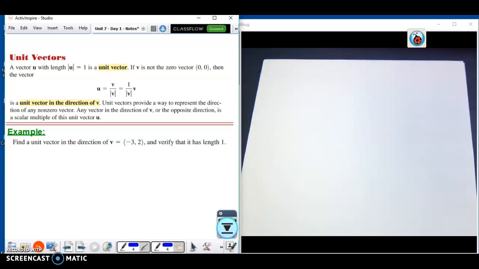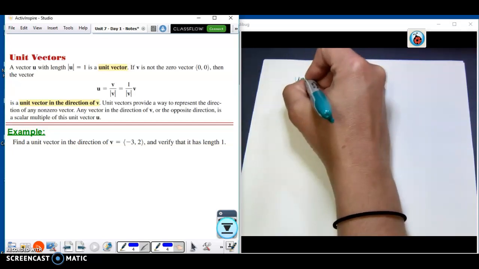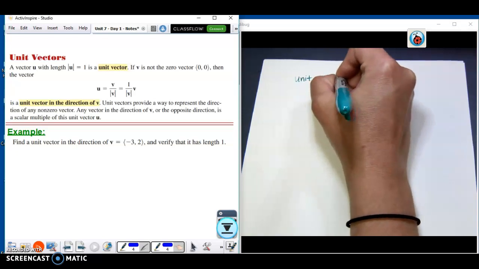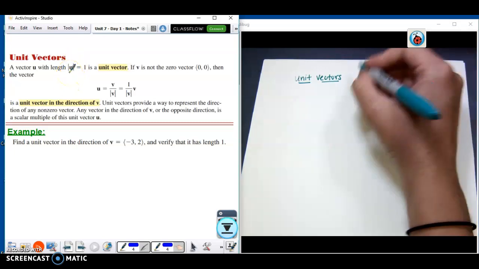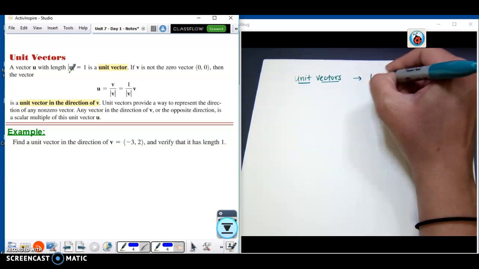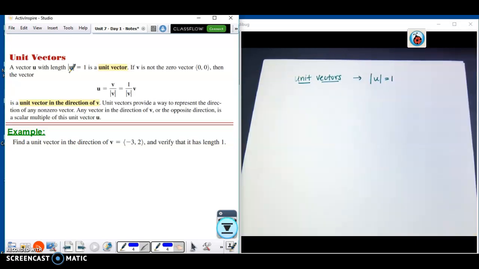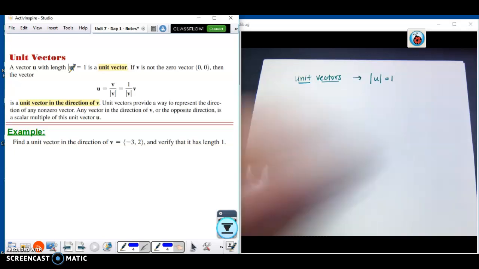Okay, so next up we're talking about unit vectors. The thing about unit vectors is, it says a vector u, so normally a unit vector is represented by a vector u. The length or the magnitude of the vector is equal to 1. So unit vectors always have a magnitude of 1. If you were to find the magnitude using the square root of a squared plus b squared, it would always be 1.